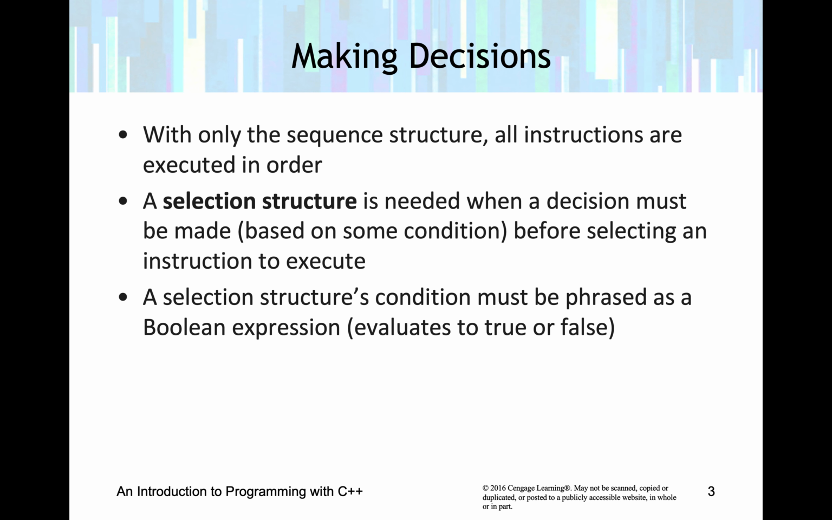So right now, the only structure that we've talked about is the sequence structure. Remember, there's 3 structures that we're going to cover: sequence, selection, and the one for looping, the loop structure or iterations. And so what the selection structure allows us to do is to make some decisions in our program based on some condition before selecting an instruction to execute. A selection structure's condition must be phrased as a Boolean expression. So it has to evaluate to true or false. So that's why we use the less thans and greater thans and the Boolean operators.